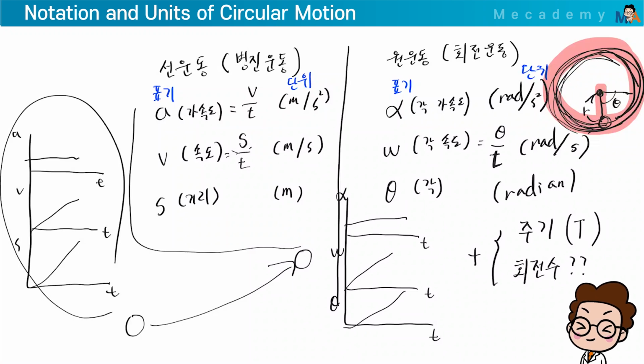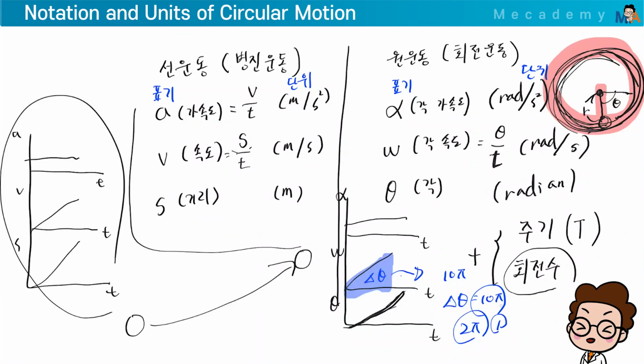Now, what about the number of rotations? For the number of rotations, we convert theta to radians and then calculate the area on the omega-t graph, right? So when you calculate this area, you get delta theta, right? For example, if delta theta is 10 pi, how many rotations is that? 2 pi is 1 rotation, so how many rotations is this? It is 5 rotations. In the problems, it will likely ask, how many rotations did this object make? Then you can just write something like 5 revolutions.